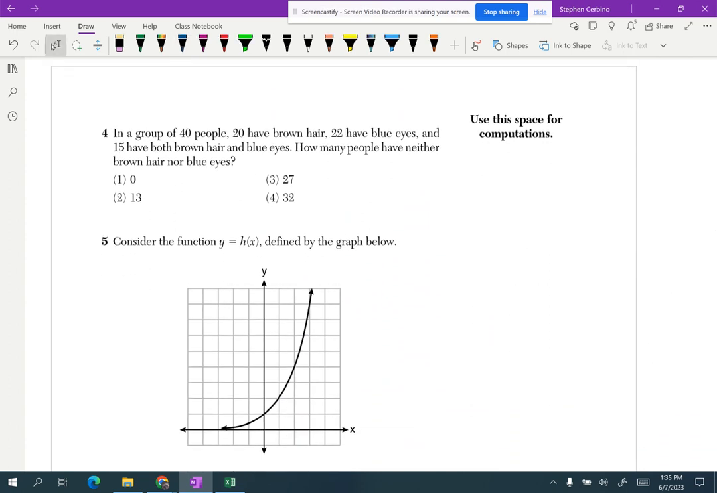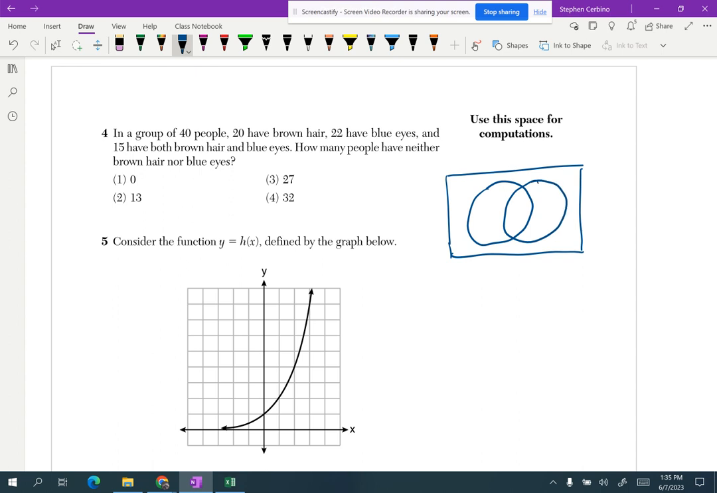The next one, the easiest way to do this would be to make a Venn diagram. So we'll make a box, make our 2 intersecting circles. One of the circles is for blue eyes, and one of them is for brown hair. So whenever making a Venn diagram, start with the most specific piece of information, and that's that 15 people have both. So we'll put that in the middle.